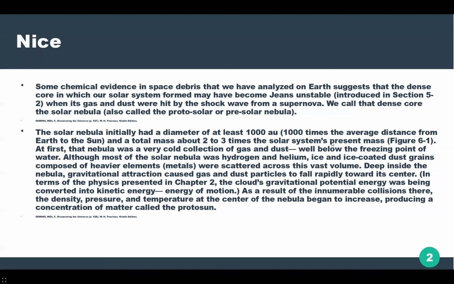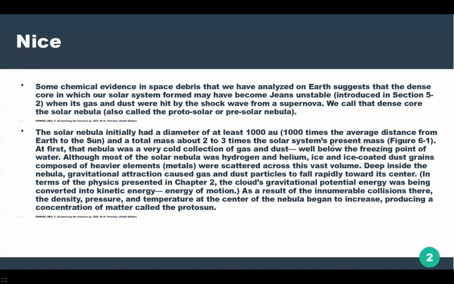The solar nebula initially had a diameter of at least 1,000 AU, or astronomical units, 1,000 times the average distance from the Earth to the Sun, and a total mass of about 2 to 3 times the solar system's present mass. At first, that nebula was a very cold collection of gas and dust, well below the freezing point of water. Although most of the solar nebula was hydrogen and helium, ice and ice-coated dust grains composed of heavier elements, metals, were scattered across this vast volume.